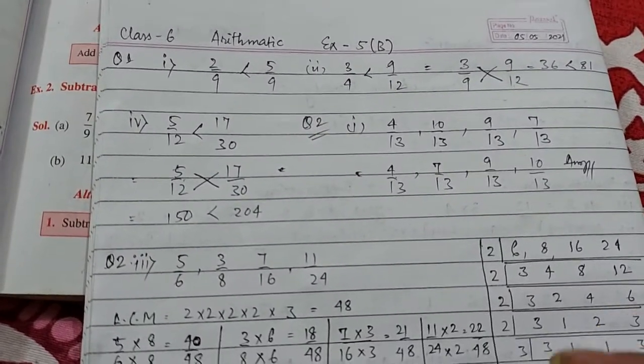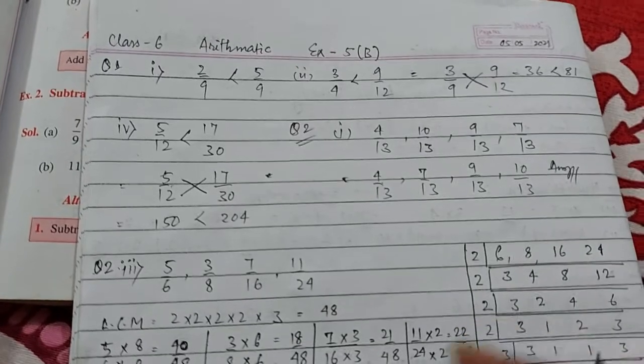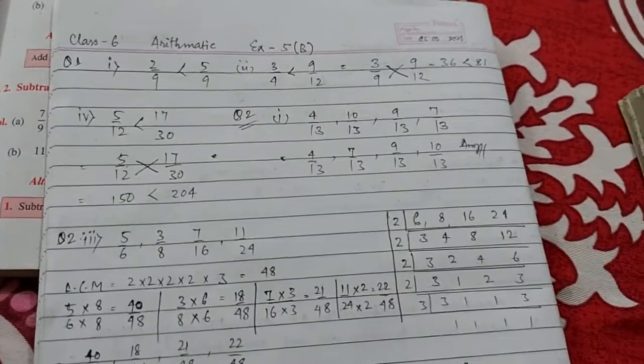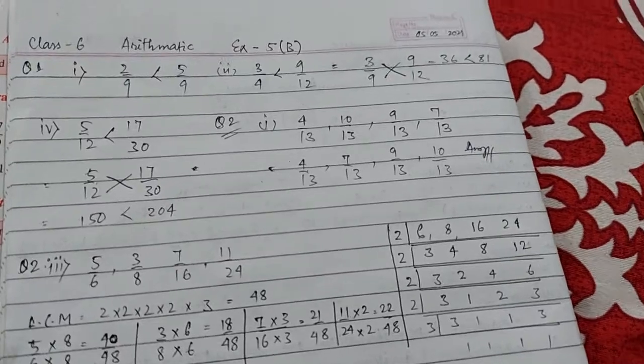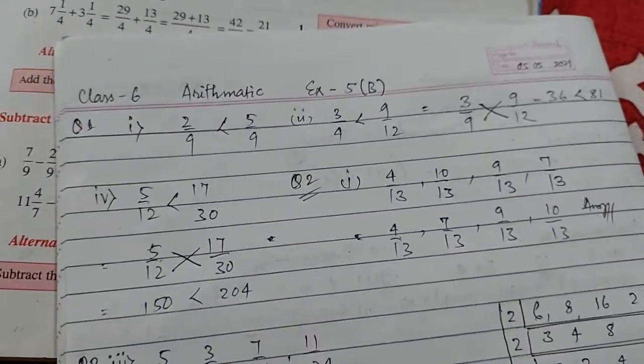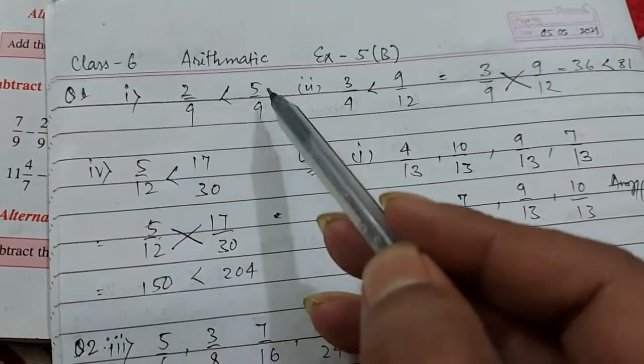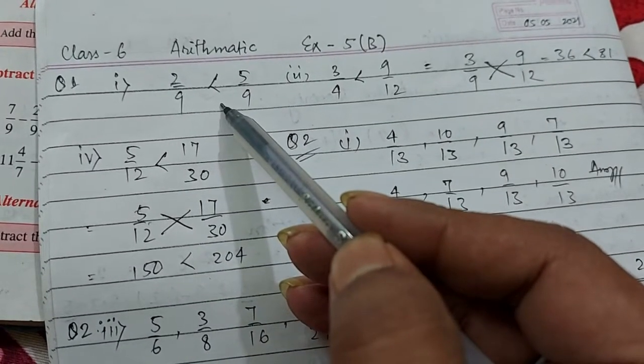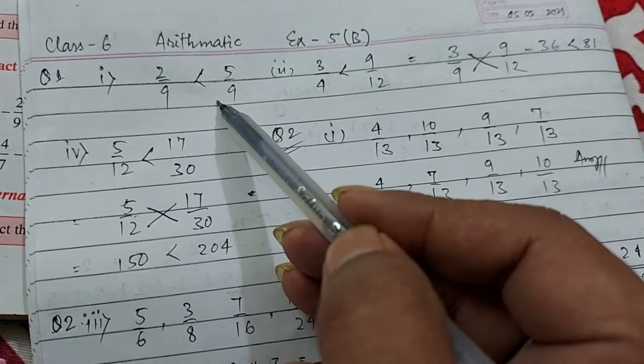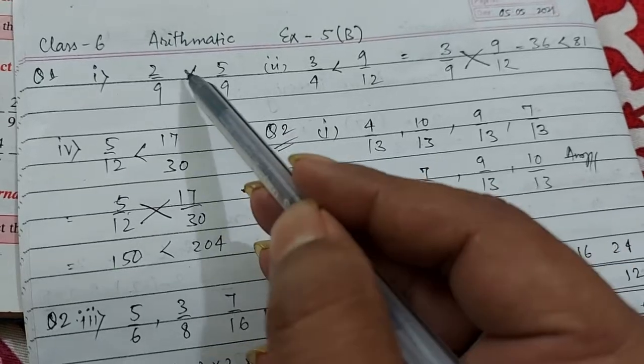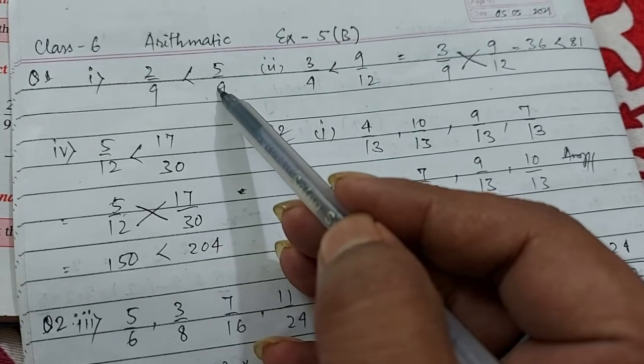Today we'll see exercise 5b. We have to replace question number 1 by the greater than or less than sign. Question number 1 is 2 by 9 and 5 by 9, which is the greater one? This is a like fraction, so 5 by 9 is greater, so we'll put a greater than sign in this one.